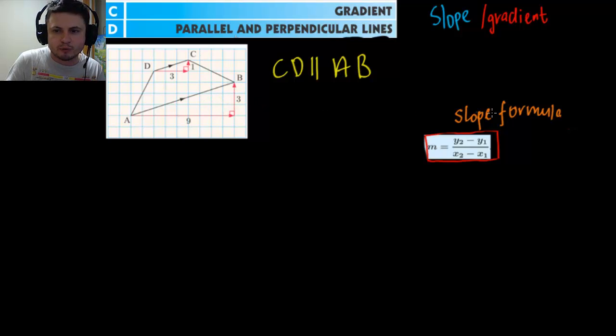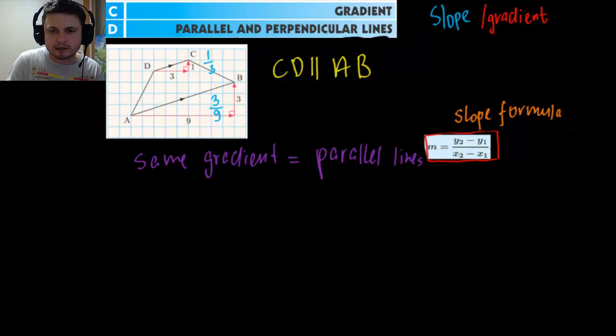What is the slope here? Well, it's y2 minus y1 divided by x2 minus x1. In other words, it's going to be 3/9. And here the slope is 1/3. And both of them are positive slopes. And both of them are equal because 3/9 is 1/3. In other words, CD is parallel to AB, and this is a trapezoid. So when it comes to parallelism, if you have the same slope or same gradient, it means lines are parallel. And the other thing is perpendicularity.